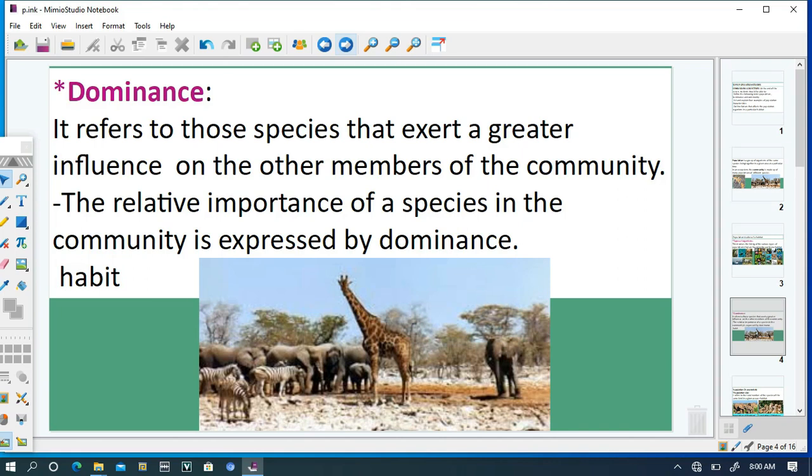And dominance could be expressed in terms of their number, occupation of the largest portion of space, possession of the highest biomass, that is, those organisms that make up the largest mass of organic compound within that particular habitat, and the largest contribution to energy flow in a habitat. That will be predominantly made up of producers, green plants that can photosynthesize. They are always more in a particular habitat.